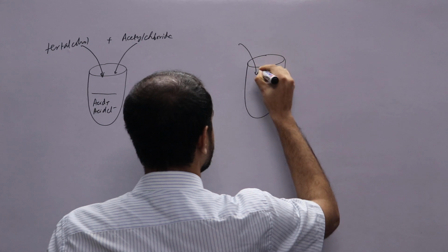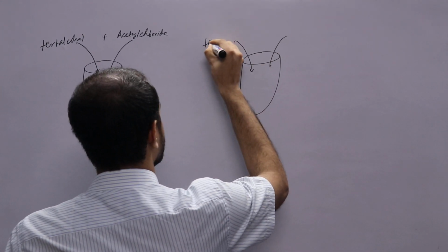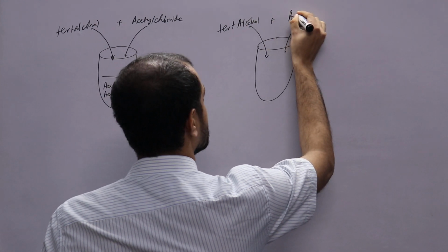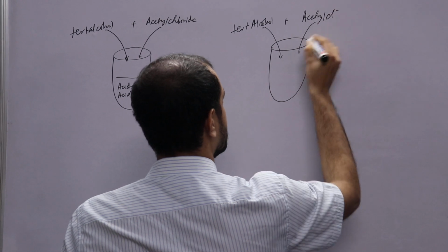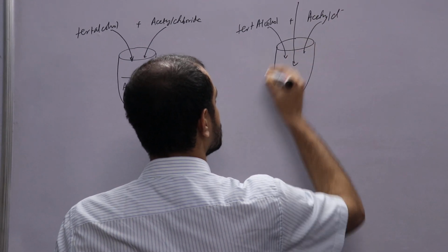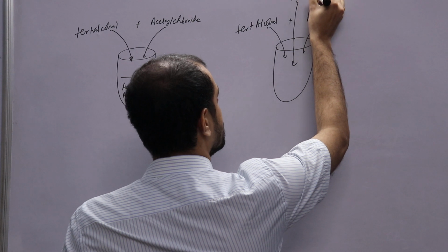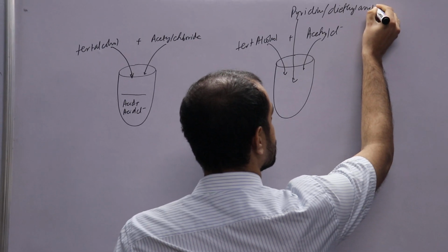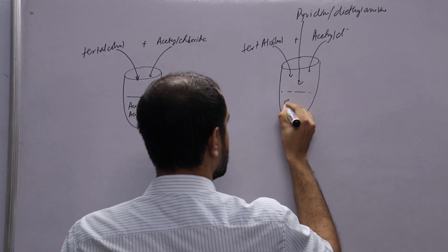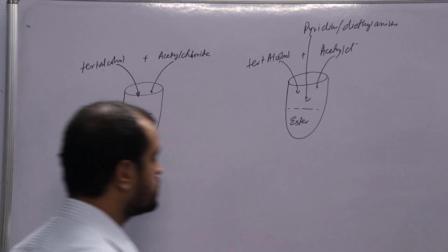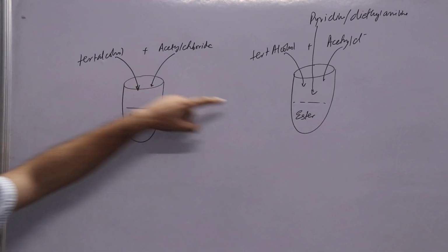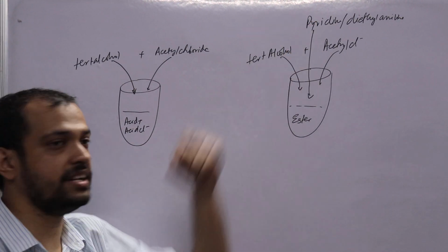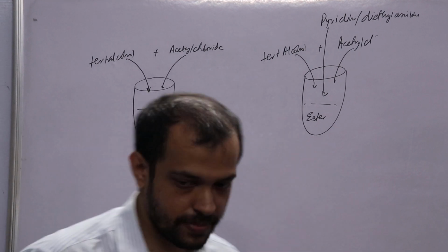Now in this test tube we have added both of these, that is tertiary alcohol plus acetyl chloride, but we have also added pyridine or dimethyl aniline. So what will happen is this, we will get the ester here. So to get the ester of a tertiary alcohol, we need to add something extra, that is pyridine, which is a weak base.